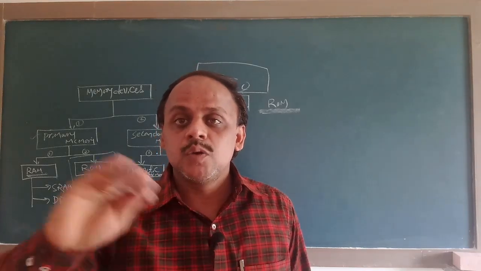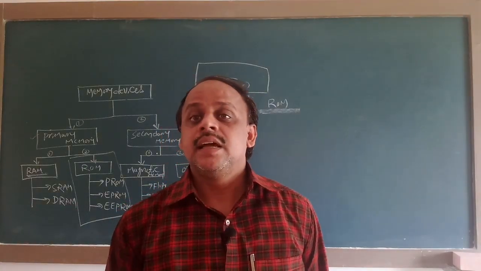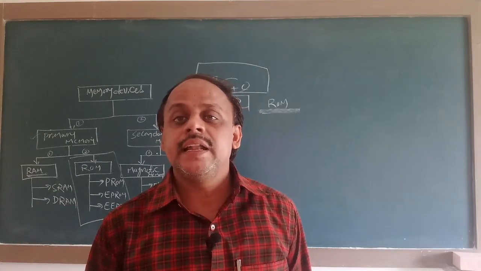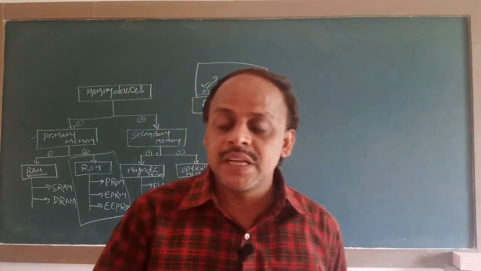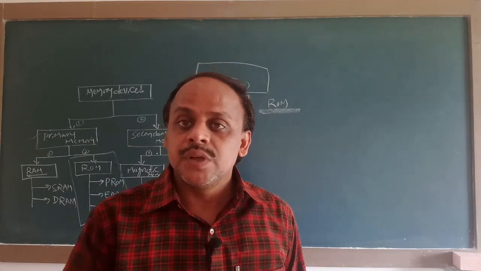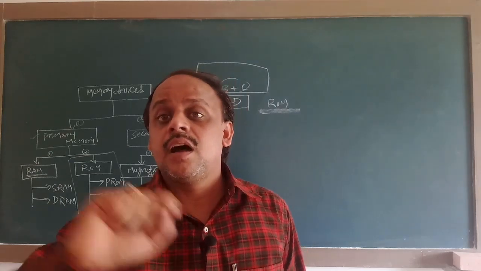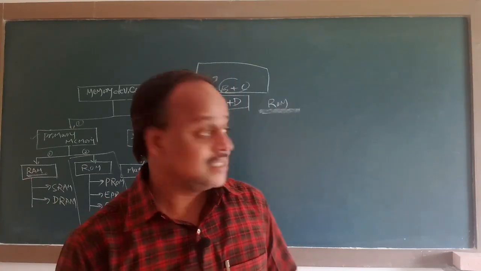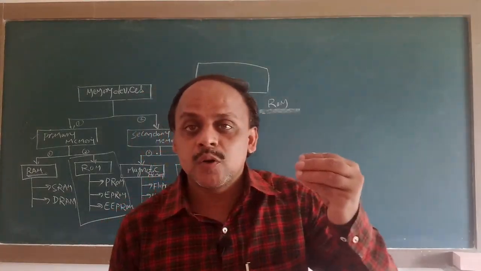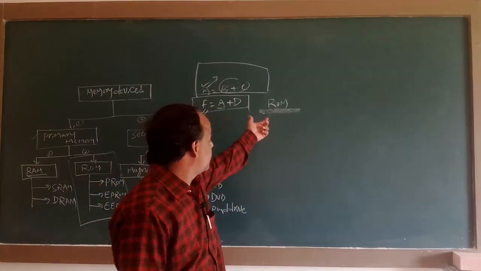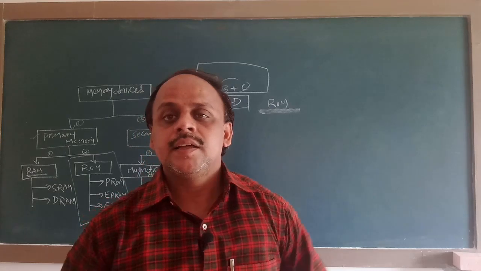Means when the power goes off, the content of ROM is not going to be erased. Hence it is called non-volatile memory. When the power goes off, if data content is erased, that is called volatile memory. When the power goes off, if data still remains inside it, it is called non-volatile memory. ROM is a non-volatile memory, because when the power goes off, the content of ROM will be as it is. Hence it is called non-volatile memory.